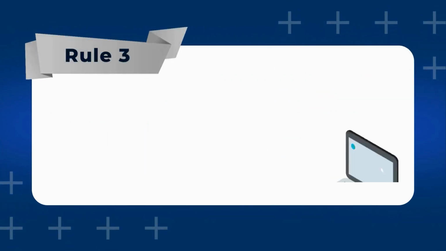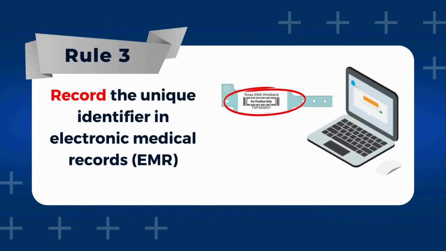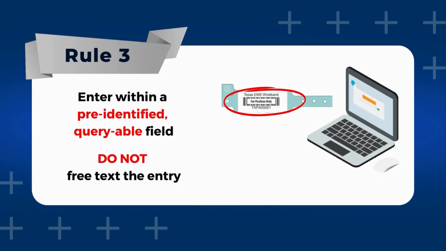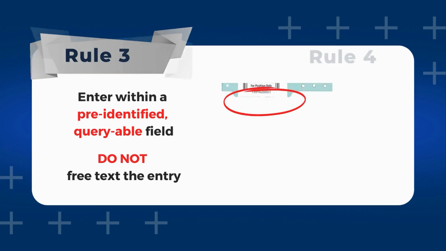Hospital staff must also record the unique identifier in their electronic medical records, or EMR, specifically within a queryable field and not within a free text field found in the patient's chart. This step ensures that the wristband's identifier is integrated into the hospital's internal data management processes.